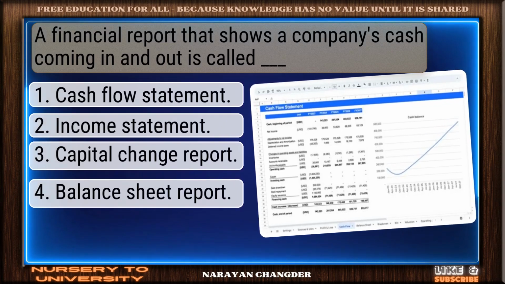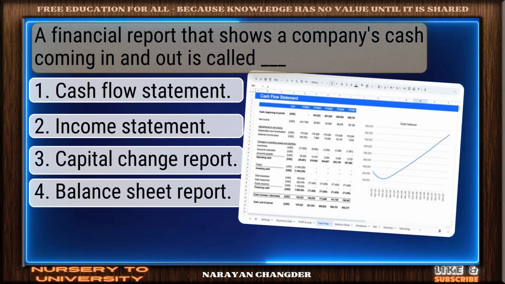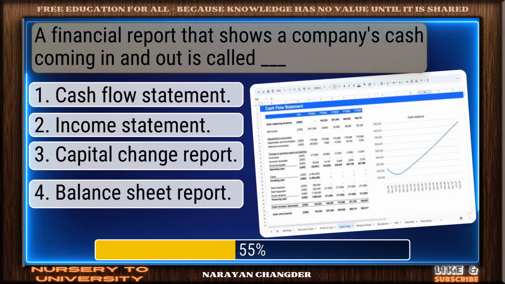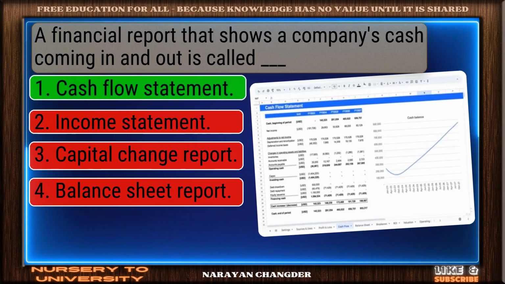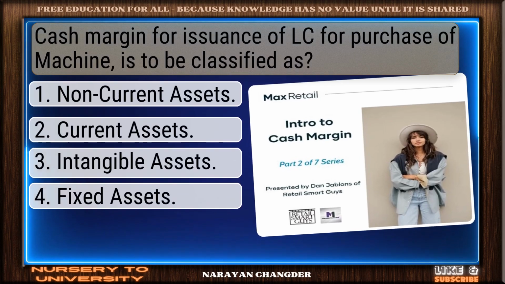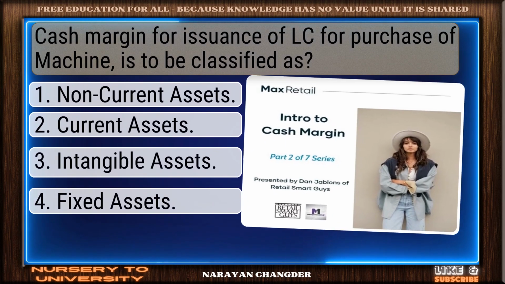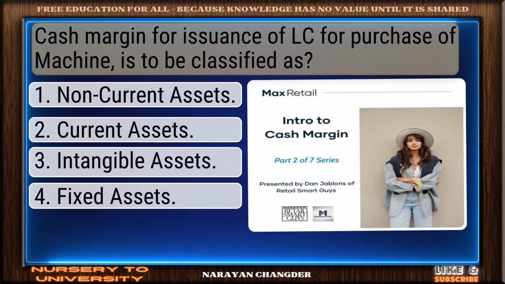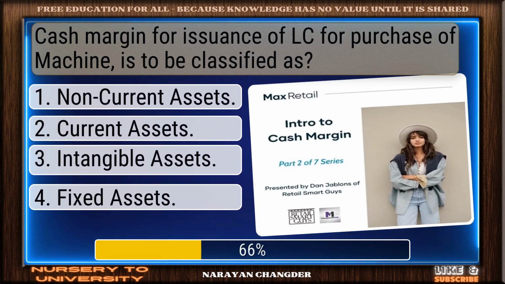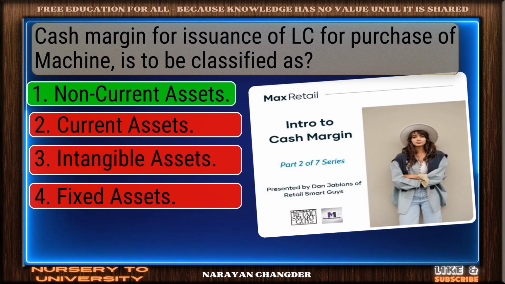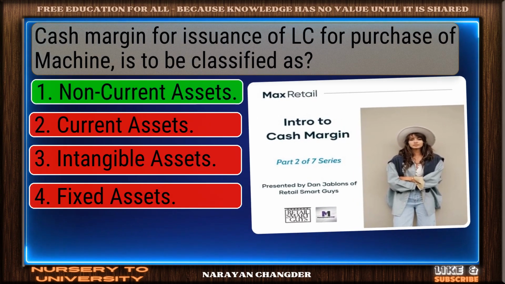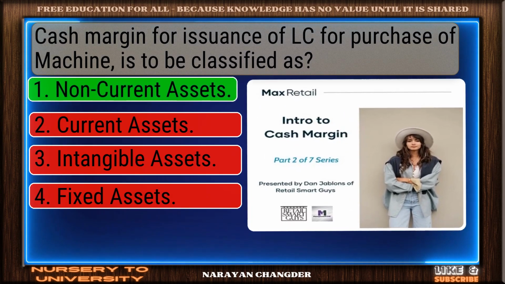A financial report that shows a company's cash coming in and out is called dash. Nicely done. Cash flow statement is a solid answer. Cash margin for issuance of LC for purchase of machine is to be classified as. Clear logic. Your choice, non-current assets, is sound and 100% true.